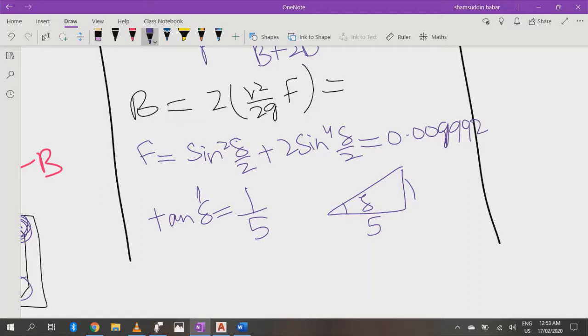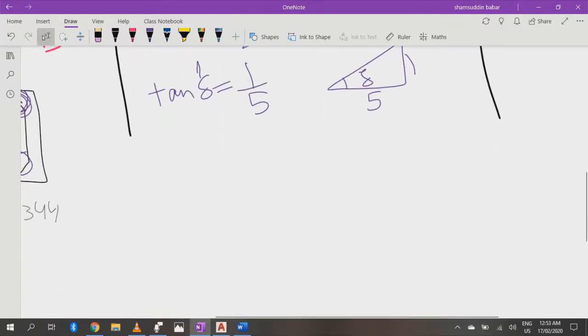If I have F now, after I find out my F, I can find out the losses due to bend. My bend losses are equal to 0.0025 meter. Okay, we have actually calculated our 4 losses.